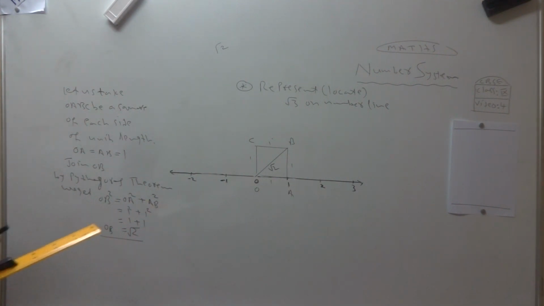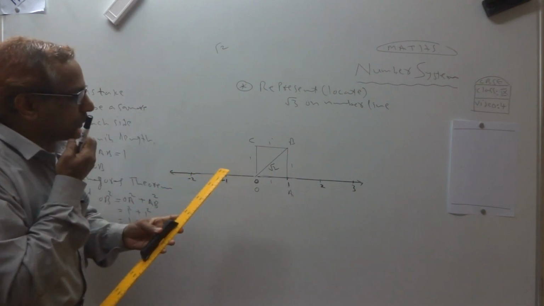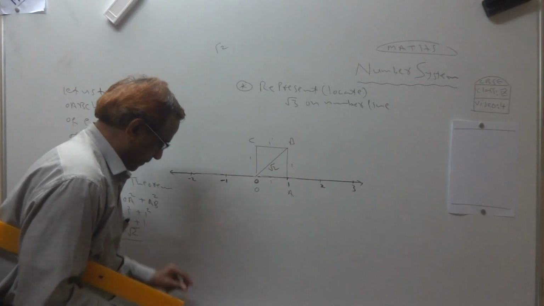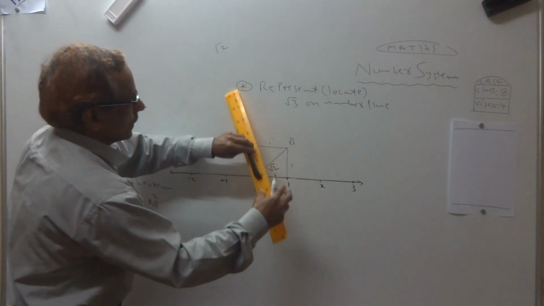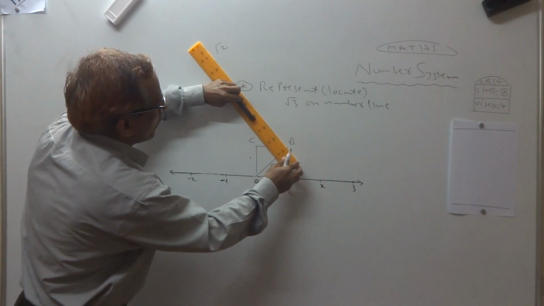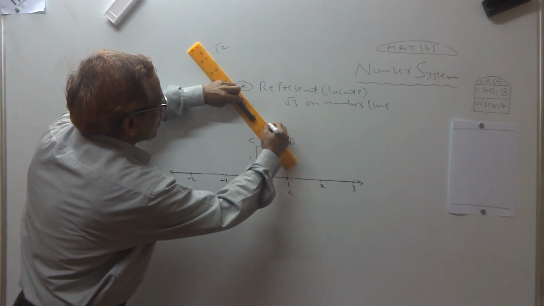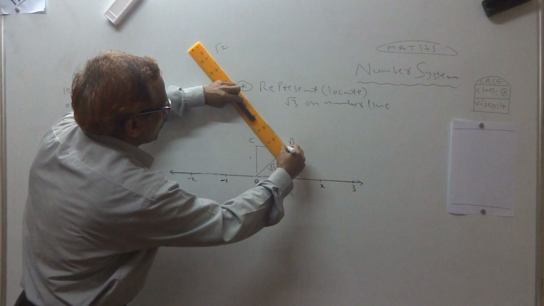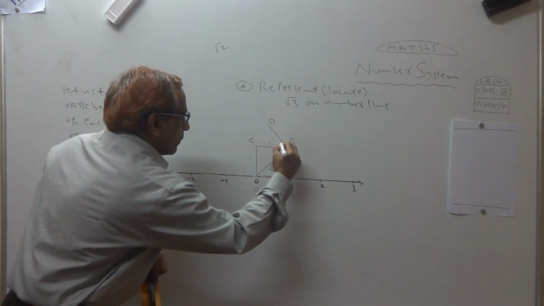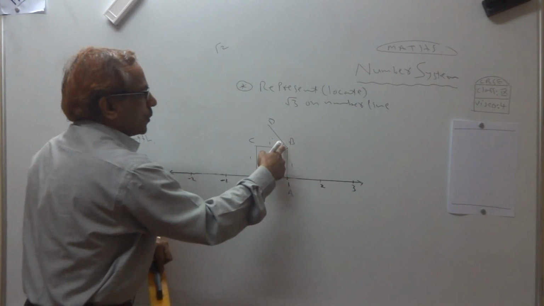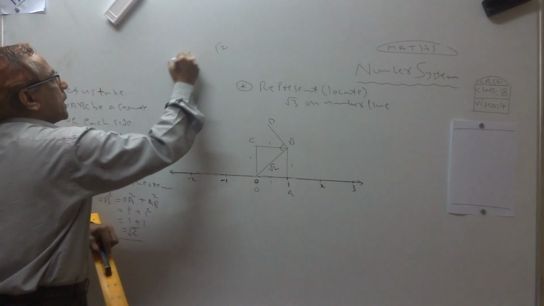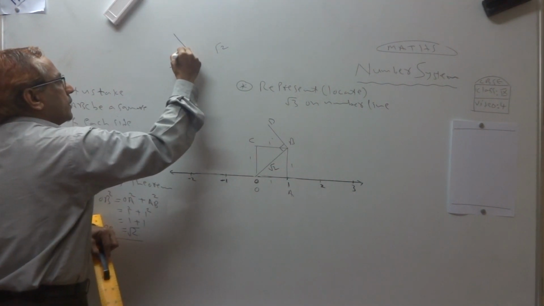So here for root 3, what do we do? Please see the method. We take BD a perpendicular. We should take one perpendicular of unit length. Perpendicular means this angle is how much? 90 degree. You see that this angle is exactly 90 degree.